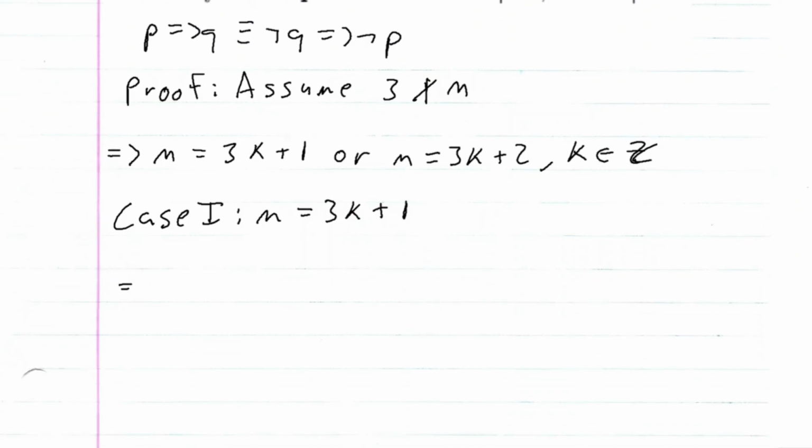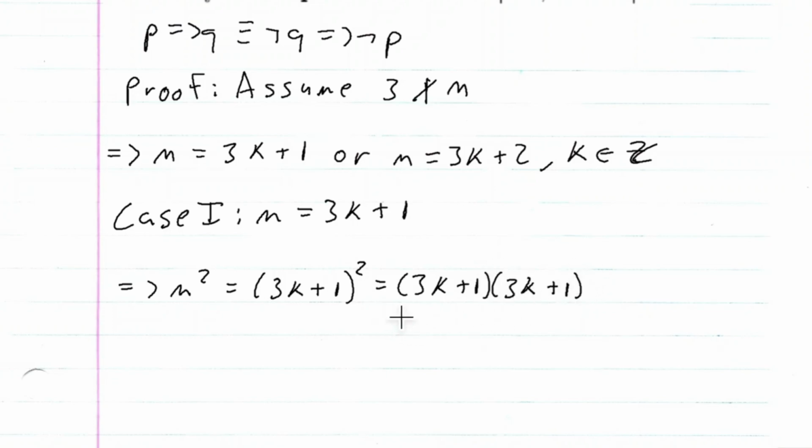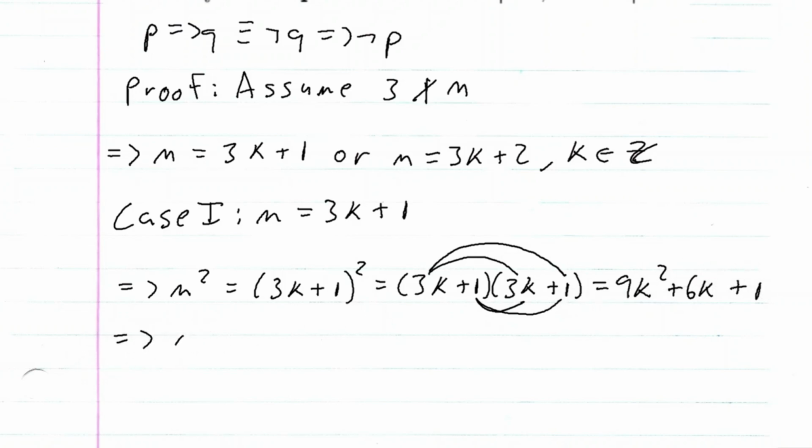So this implies that m squared is equal to (3k plus 1) squared, which is (3k plus 1) times (3k plus 1). 3k times 3k is 9k squared. 3k times 1 is 3k. 1 times 3k is another 3k, so that'll be 6k. And then 1 times 1 is 1. So this implies that m squared is equal to 9k squared plus 6k plus 1.